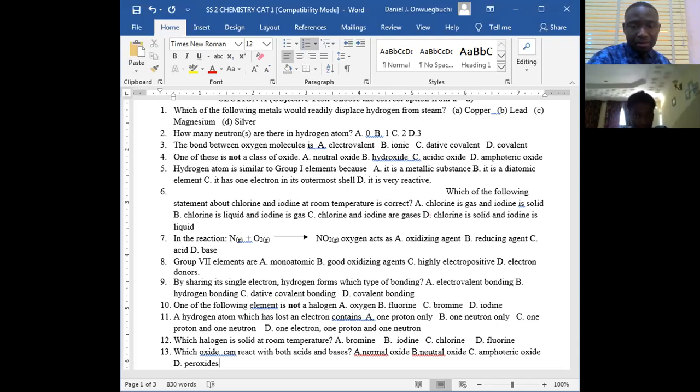Number three, we have amphoteric oxide. An example is zinc oxide, ZnO. Sorry, acidic oxide is CO2, not CO, please. Now, the next oxide we have is neutral oxide. Neutral oxide is CO.